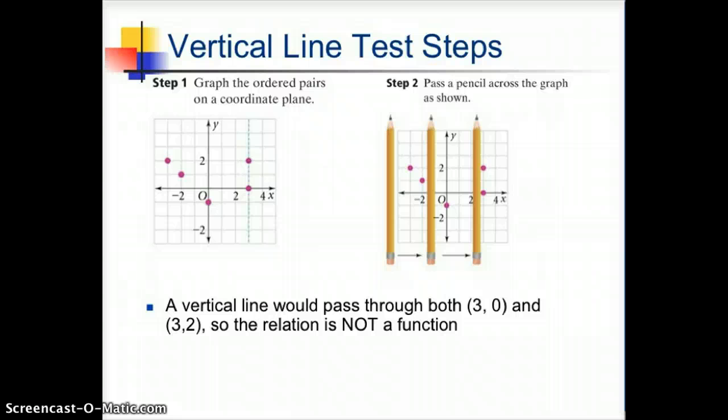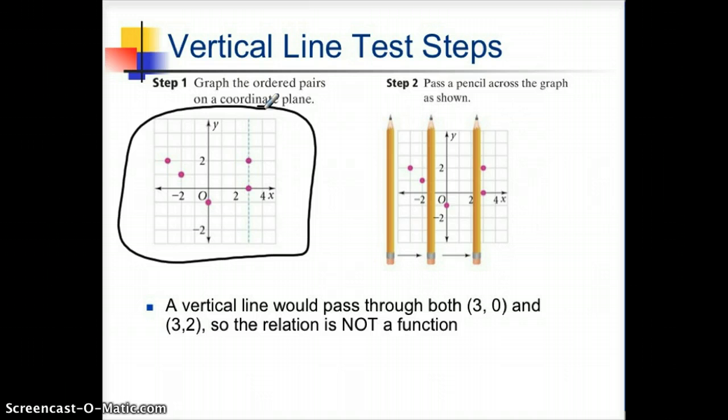So on the left here, you see that I've graphed these pairs on a coordinate plane. And that's the first thing you need to do. Then step 2, you can pass a pencil or visualize or draw lines through, putting vertical lines across your graph. And what you need to see is, does it ever cross more than one point at a time? And I'm going to see that yes, here at (3, 0) and (3, 2), it crosses more than one point. If it passes them both in the same vertical line, it is not a function.